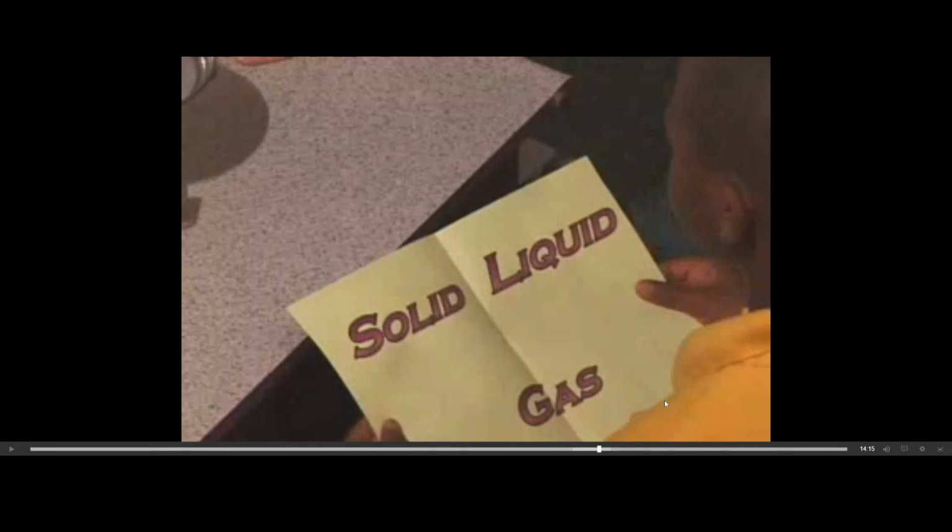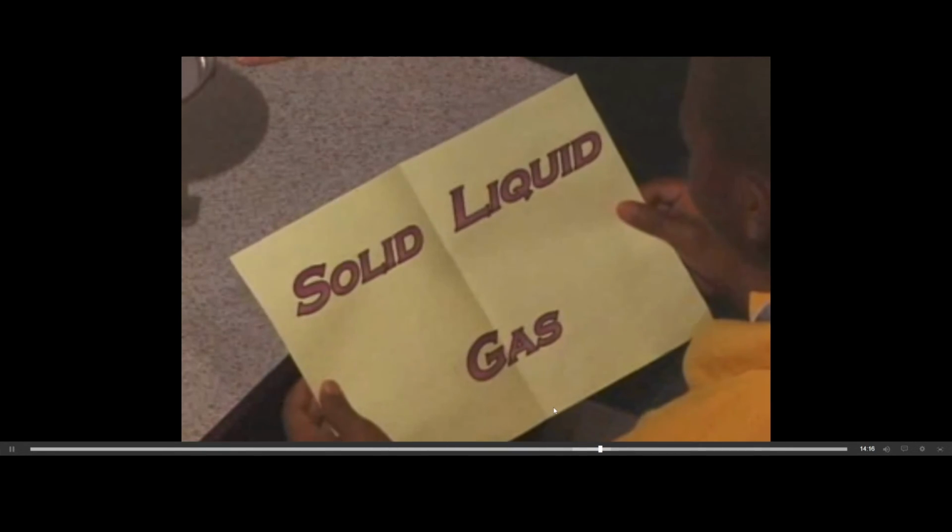So these are the three forms of matter. Solid, liquid and gas. Solid, liquid, gas.